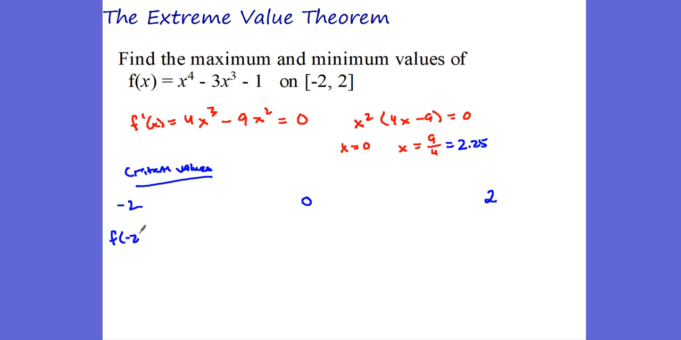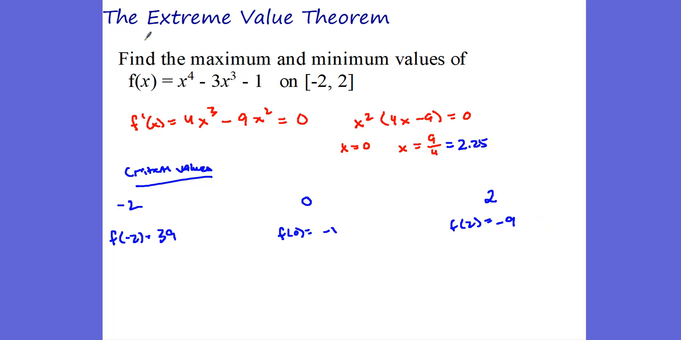So I'm going to plug f of negative 2 into my original function. I do negative 2 to the 4th power minus 3 times negative 2 to the 3rd power minus 1, and I end up getting 39. Okay? I'm going to plug in f of 0. When I plug in f of 0, I get negative 1. And I'm going to plug in f of 2 into my original function. f of 2 equals negative 9.